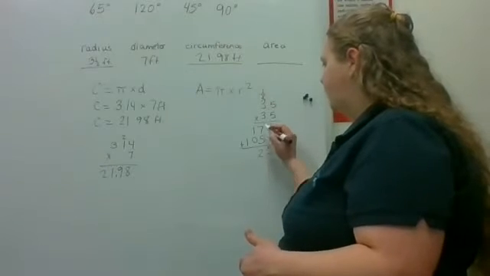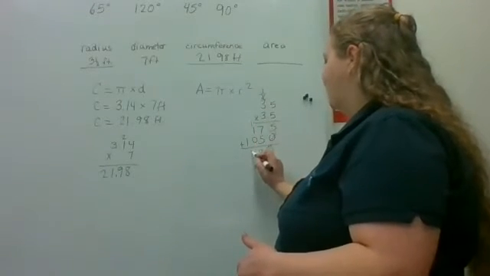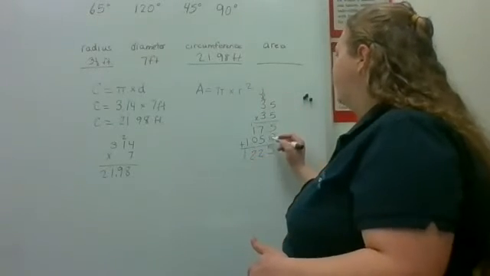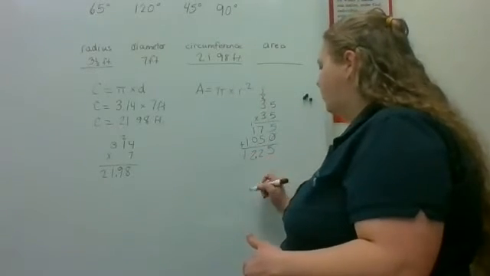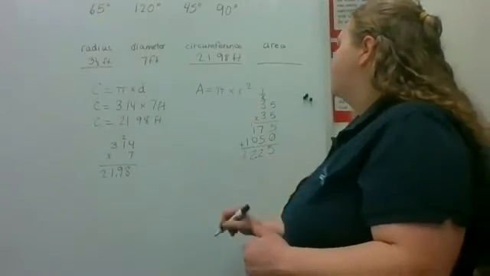5 plus 0 is 5. 7 plus 5 is 12, carry the 1. 1 plus 1 is 2. And then you've got a 1. Okay, we've got 2 decimal places. That's going to go between the 2's, 12.25. That is our radius squared.